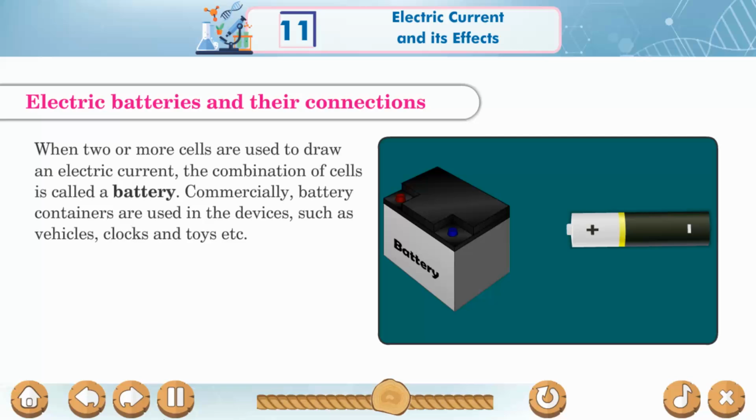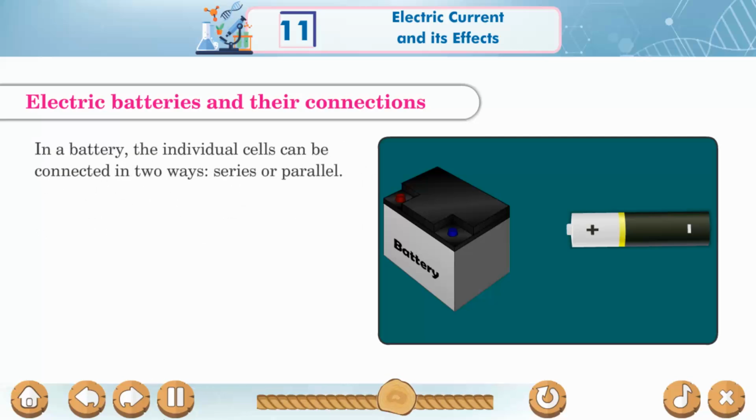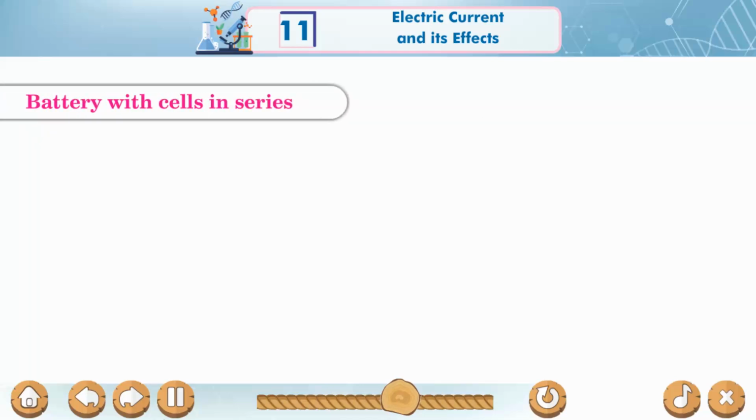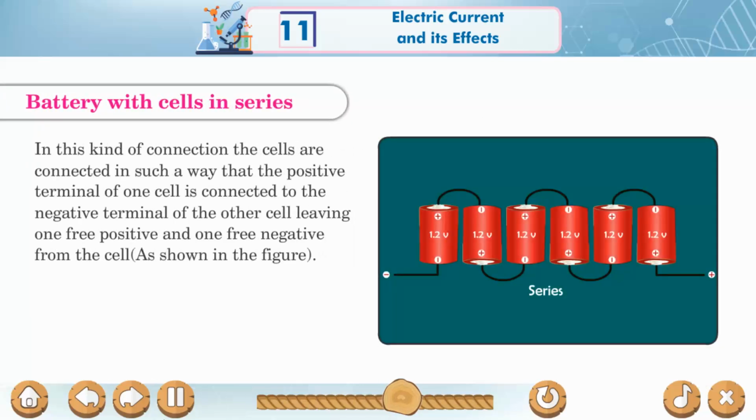When two or more cells are used to draw an electric current, the combination of cells is called a battery. Commercially, battery containers are used in the devices such as vehicles, clocks, and toys too. In a battery, the individual cells can be connected in two ways, series or parallel. Battery with cells in series. In this kind of connection, the cells are connected in such a way that the positive terminal of one cell is connected to the negative terminal of the other cell, leaving one free positive and one free negative from the cell, as shown in the figure.